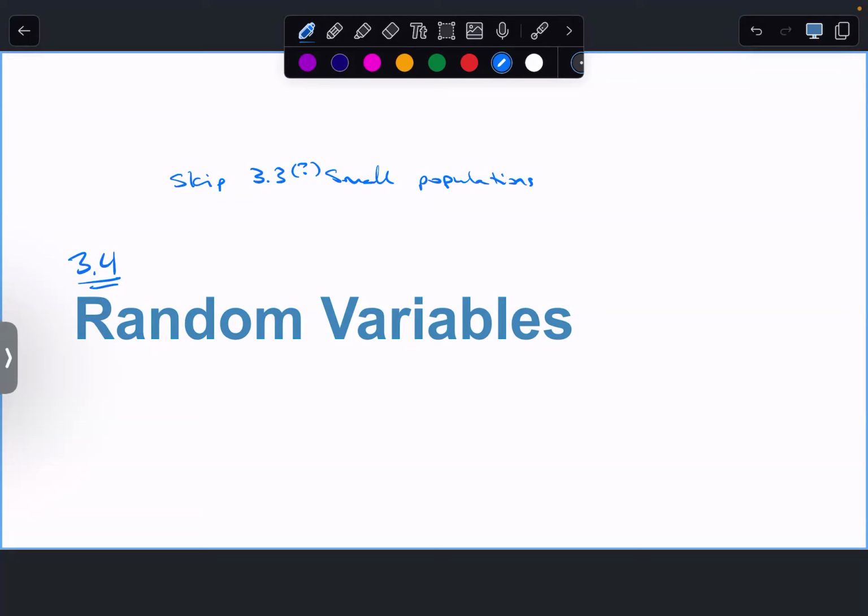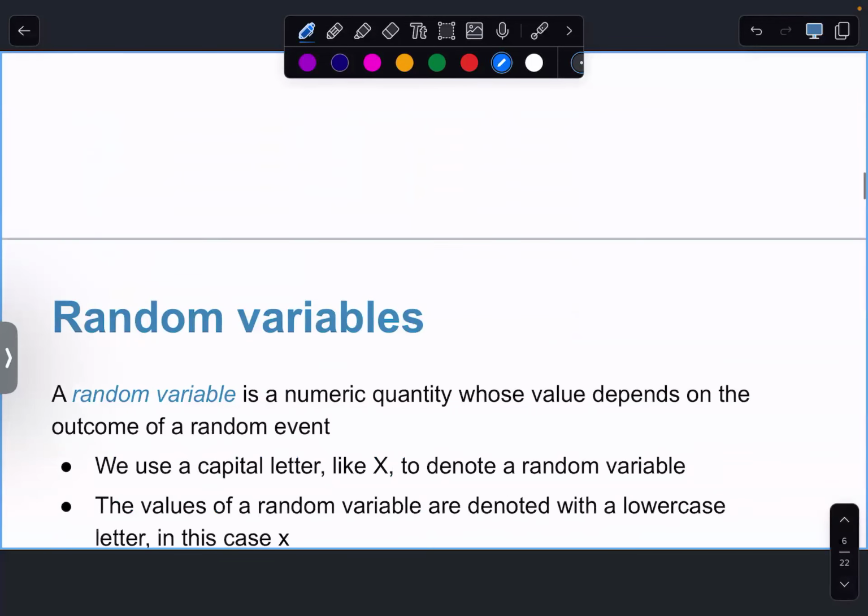Okay. We're sort of out of the woods for probability, right? So with probabilities, we started with 3.1 and we talked about the probability of A and B, the probability of A or B, the probability of A given B, right? And all those things. And so now we're on to what we call random variables.